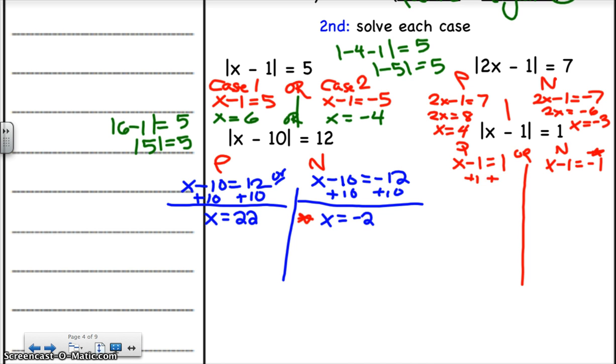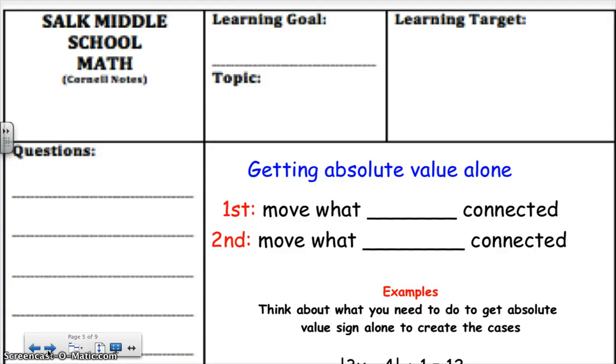Add 1, x is 2, add 1, x is 0. Those are the two values. That's it. That's our target today. I wanted to start out nice and slow. All I wanted to do today was set up your cases and solve each case. So we are accomplishing that. We're going to practice for 10 minutes, then I'll give you your homework.